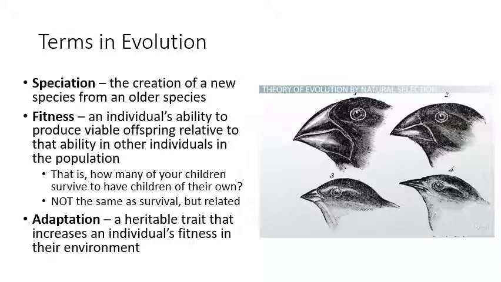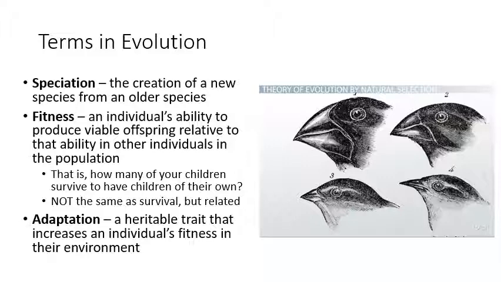So a few more terms in evolution. First, we have speciation. Speciation is when a new species is created from a previous species. So anytime one species evolves, or a population that belongs to that species evolves to form a new species, that is what we call a speciation event.